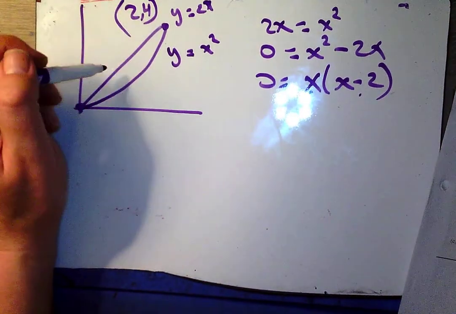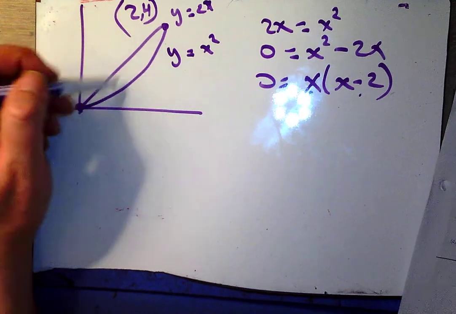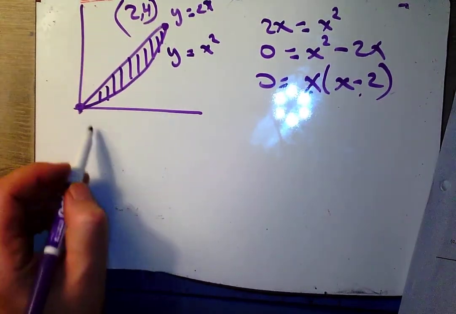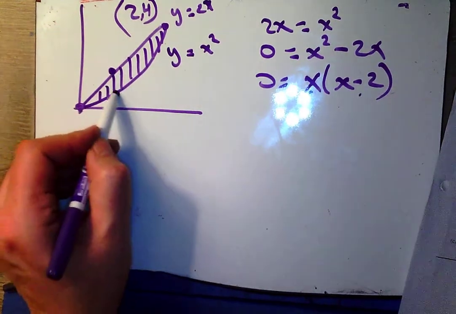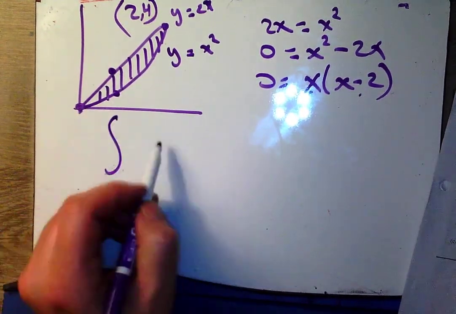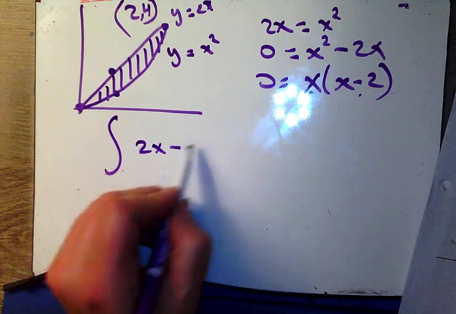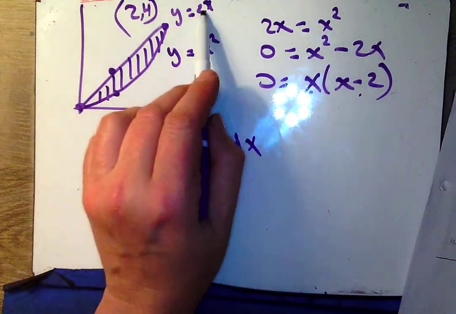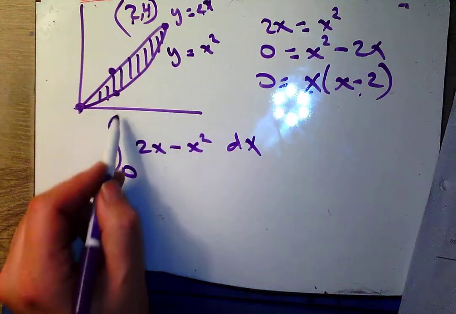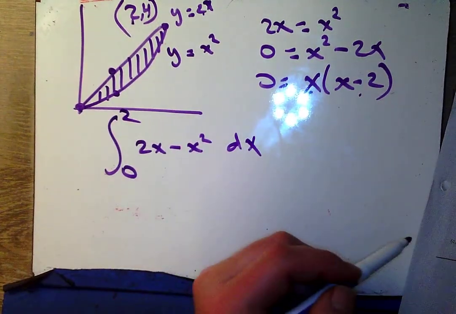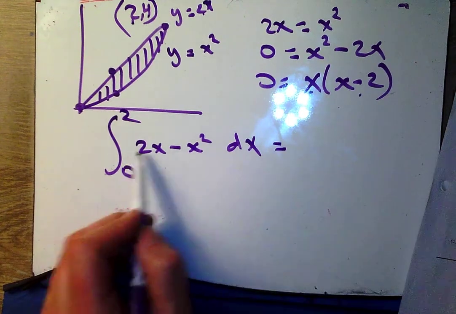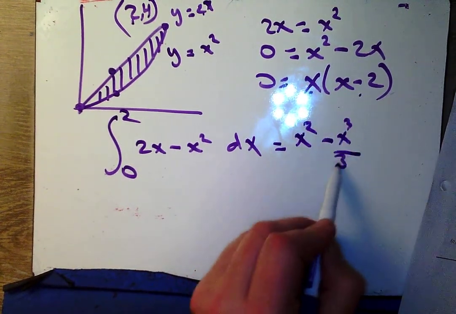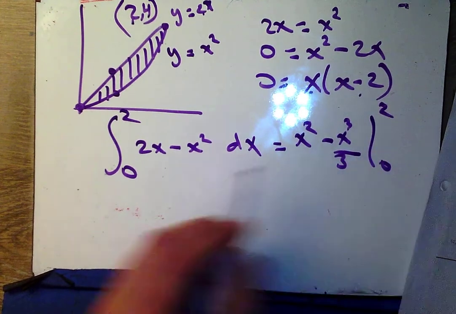So we want to find the area for R. And so I'm adding up all these slices. So I'm going to do top minus bottom. So integral of 2x minus x squared dx from 0 to that x value, 2. And we have to actually find the area. So we do need the antiderivative, x squared minus x to the third over 3 from 0 to 2.